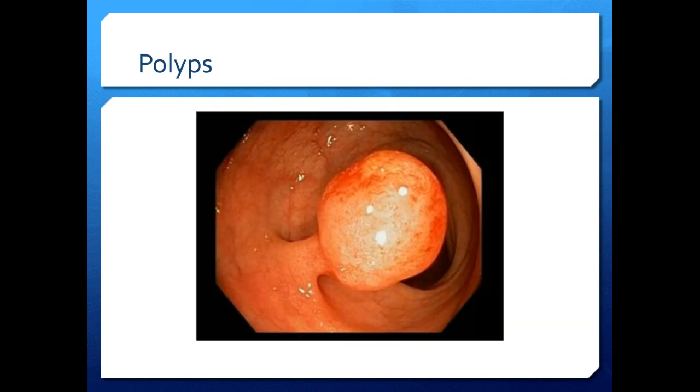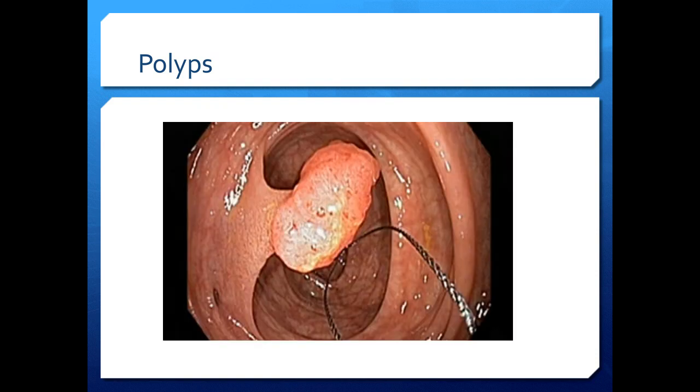And this is a picture of a polyp. I mean, there's nothing special about this. This looks like a little tree with a stalk. Most polyps have a chance to turn into cancer. If I can take the polyp out at an early stage, I have cured the patient of that particular cancer.